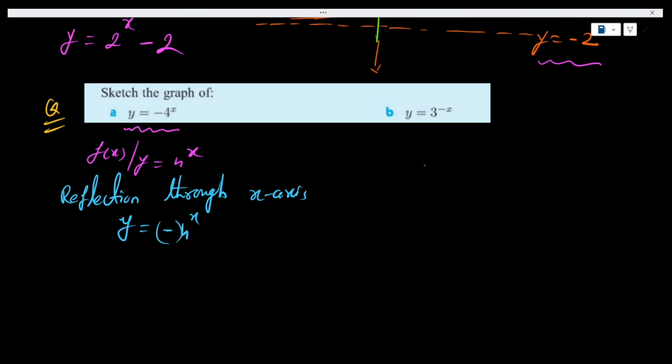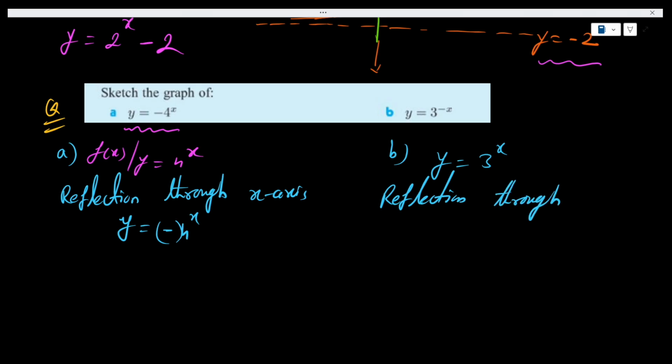And for the other one, part b, we have already seen y equals 3 to the power x. This is a reflection of the function through the y-axis, because here the sign of the power is changing, so that will be through the y-axis. So y equals 3 to the power minus x is a reflection through the y-axis, and the other is a reflection through the x-axis. So how are you going to sketch the graph?